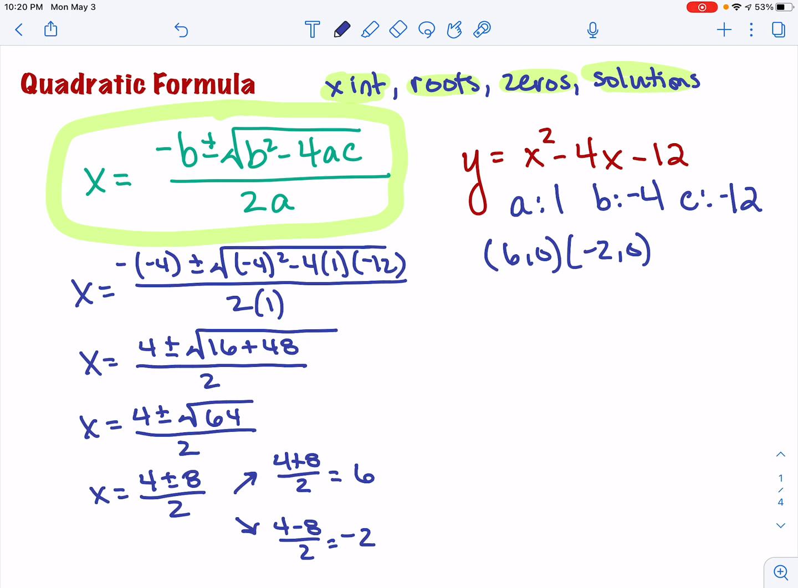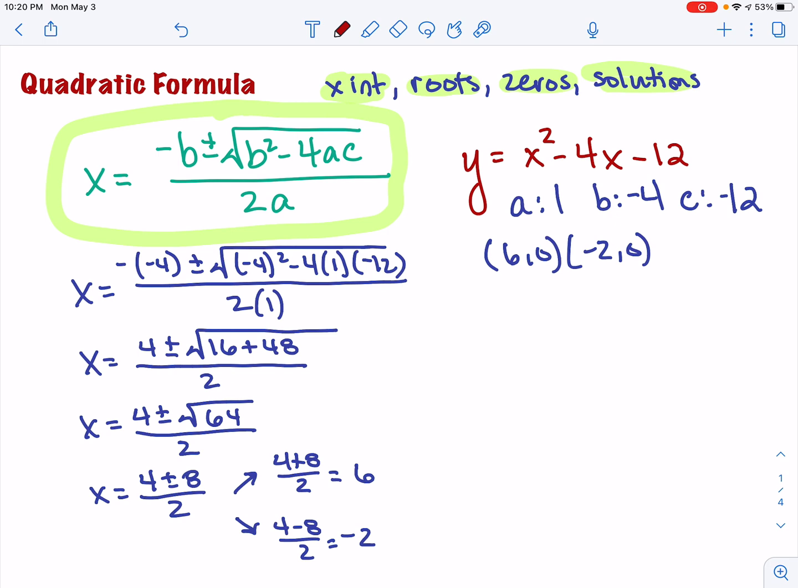Sometimes, again, as I said, they can be called roots. They can be called zeros. They can be called solutions. If you write them as zeros or solutions or roots, you could just say it's 6 and -2. But I wrote them as ordered pairs because I'm going to look at them as x-intercepts.